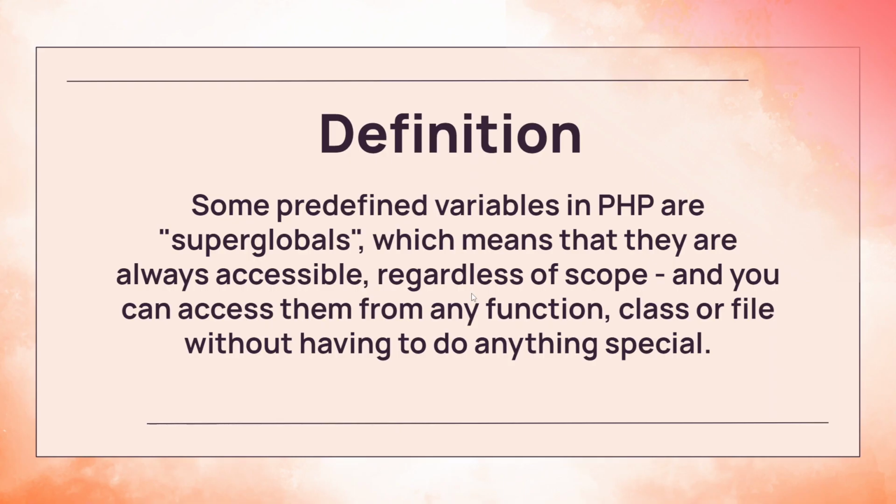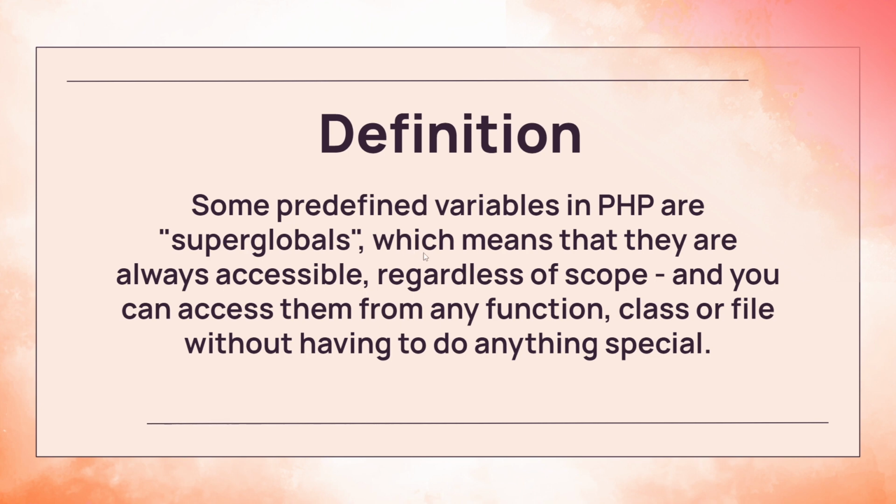First of all, we will learn the definition of superglobals. They are predefined variables in PHP. Predefined means these variables are already defined by PHP developers and we don't need to define them. We just have to use them. For example, $_GET and $_POST, which I have written in the comment section before this definition. These are built-in variables, and we will learn how to use them in this video.